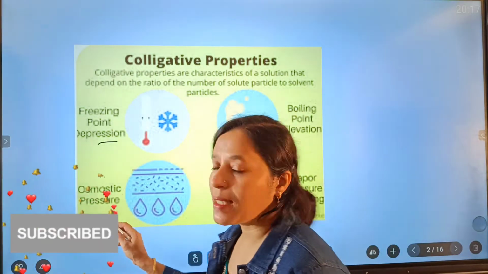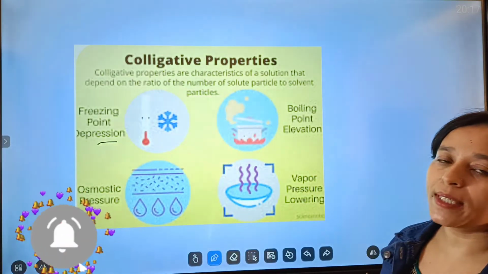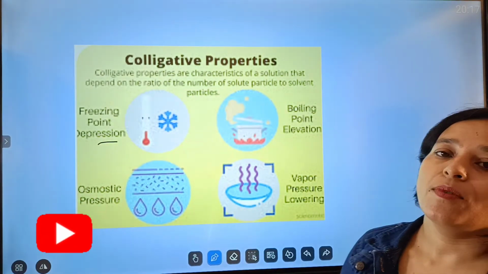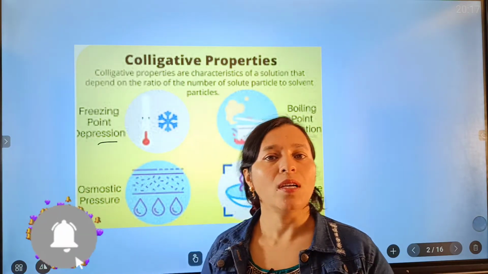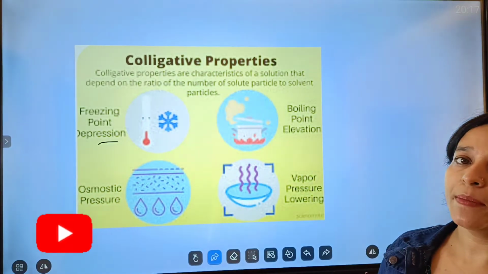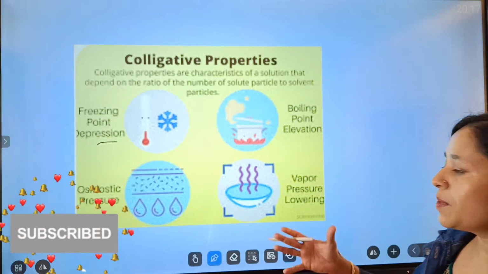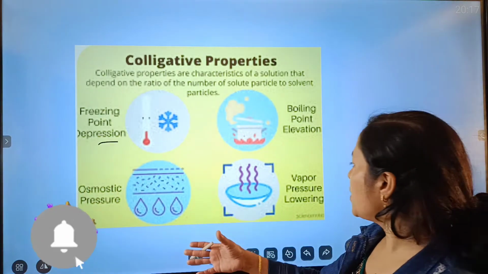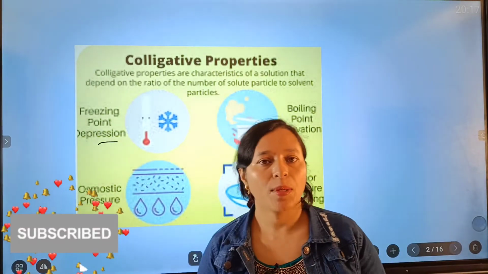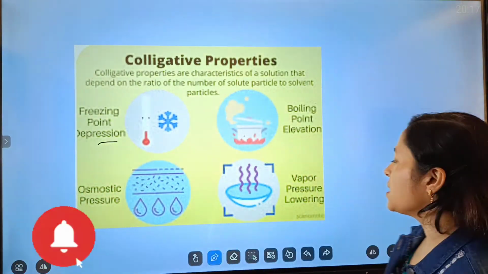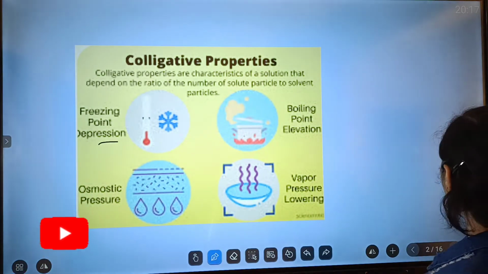Now we are going to discuss about osmotic pressure. You already know what is osmosis. That is the flow of solvent particles from a region of high concentration to a region of low concentration through a semi-permeable membrane. But this property is different. This is osmotic pressure. Then we are going to discuss the vapor pressure, the pressure exerted by the vapors. So let's start with the colligative properties. We'll take one by one.